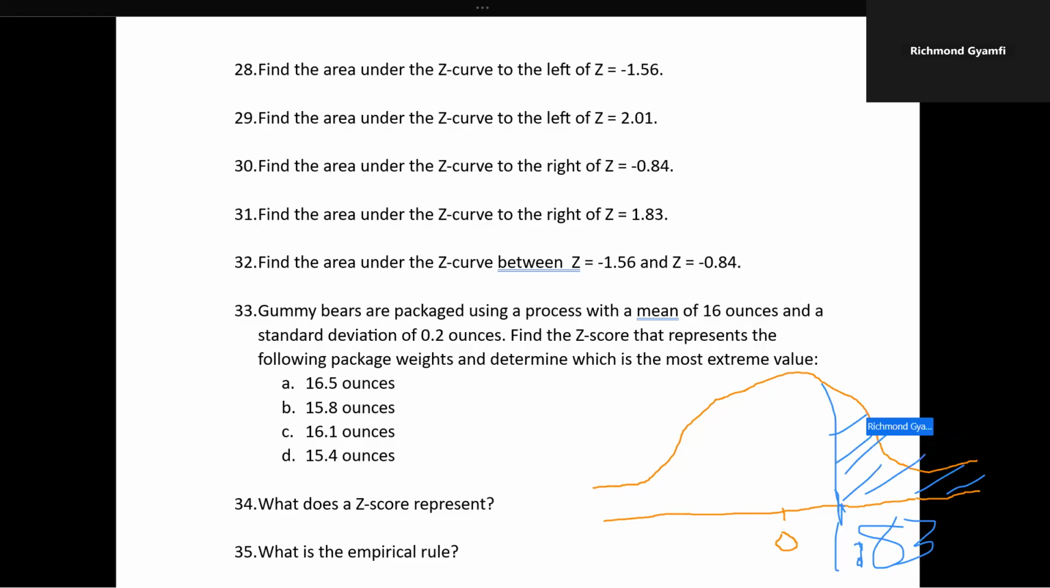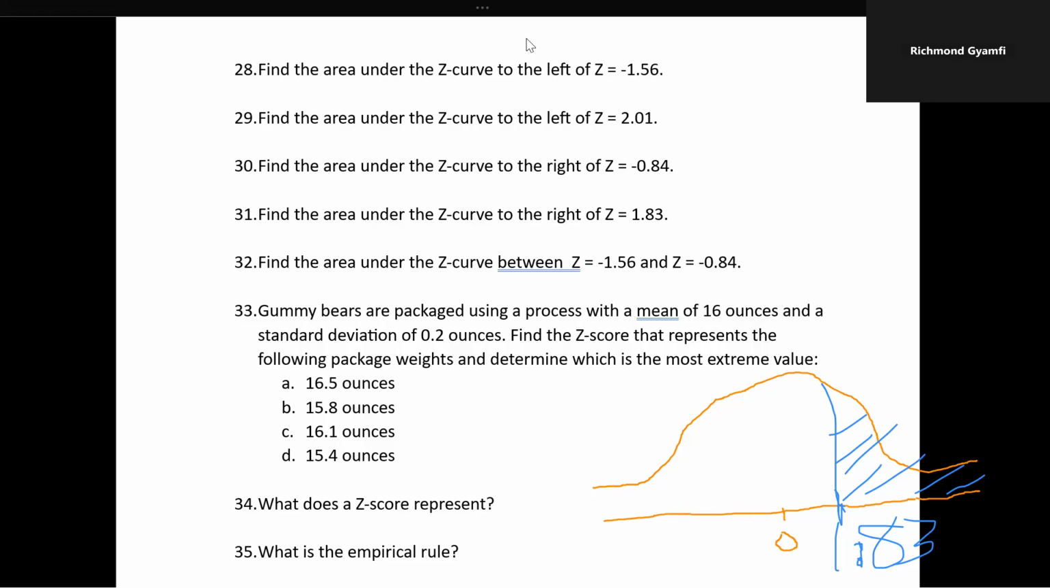Now, I did show you two methods you can use to find the area to the right. I prefer this one because that helps me understand how the area under the curve works. So I'm going to go to the table, find the area to the left. Remember, the table would always give you the area to the left. So the area to the left of 1.83. And then after that, I subtract to get my area to the right.